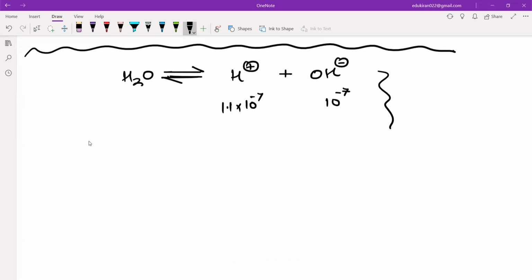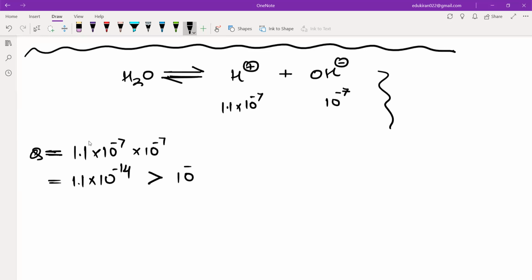Now, in this case, Q will be equal to, because this is not equilibrium, we have just started, this is not equilibrium. Then what is going to happen? 1.1 into 10 to the power minus 7 into 10 to the power minus 7, which will be equal to 1.1 into 10 to the power minus 14, correct? And what is the K? This is greater than K, na? That is 10 to the power minus 14 for water. Kw is how much? 10 to the power minus 14.